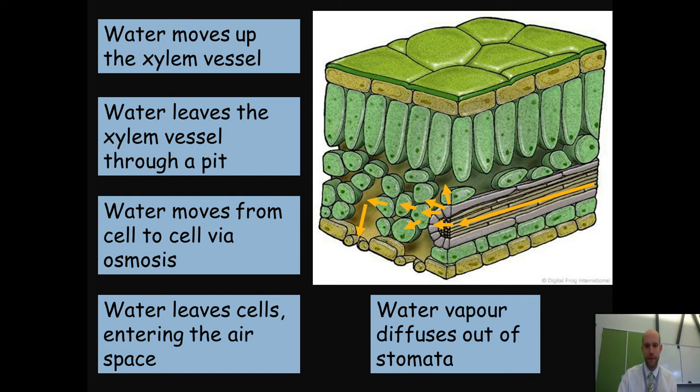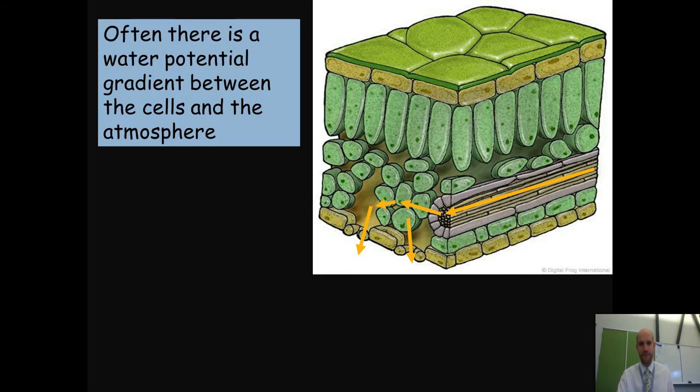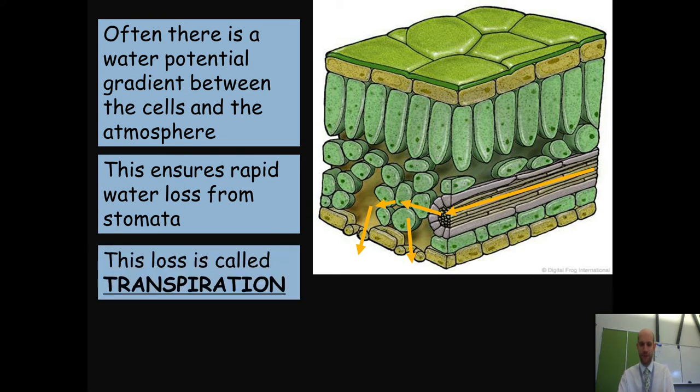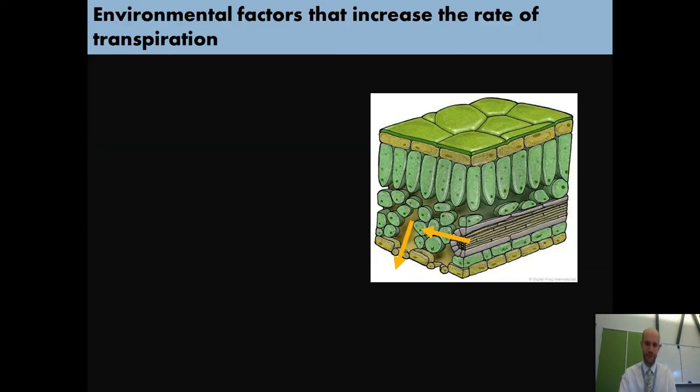Now, it's important to understand that this is not ideal for the plant. The plant would ideally keep as much water as possible, but they have to lose some because they're going to need to do gas exchange. When you're talking about transpiration, think it's evaporation that's happening from the leaf. What factors will affect it? So there's a water potential gradient between the cells and the atmosphere, and so water will be lost from the stomata. This is transpiration, this flow of water through the plant and out by evaporation.